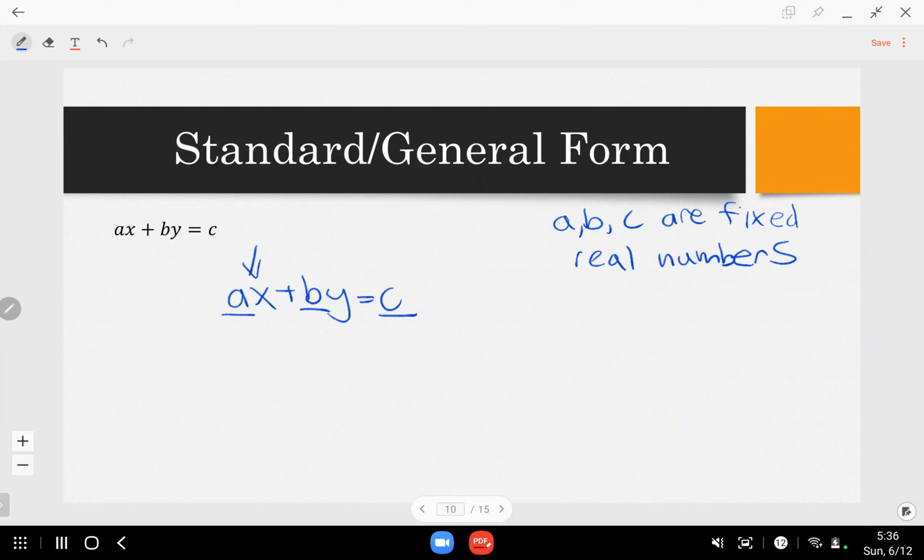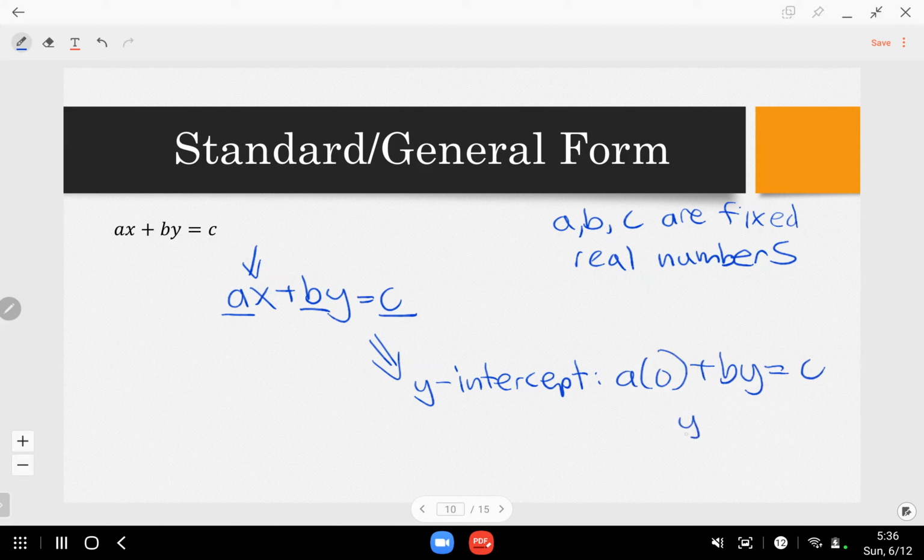Therefore, you see that the y-intercept, right? A times 0 plus by is equal to c. You can get that very quickly, right? Y is equal to c over b. Likewise, you can get the x-intercept.